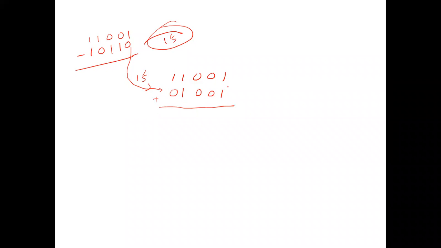Okay, now 1 and 1 must be 0, then carry 1. So this is the 1, so this is the 0, 110. This is the 1, carry 1, so 110. This is your final carry 1. So this is your result.